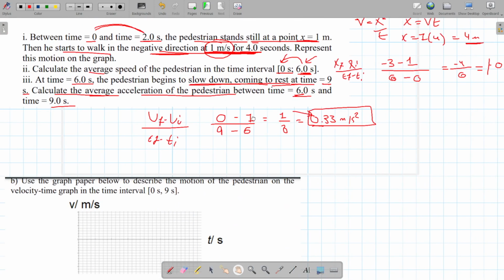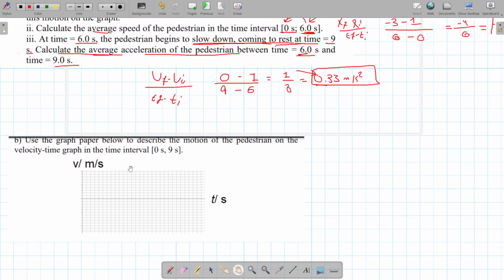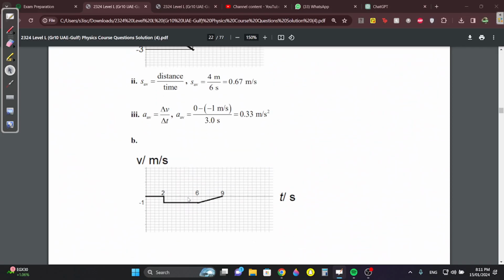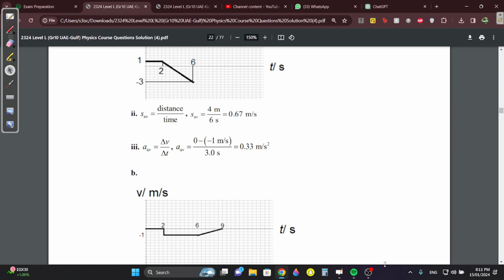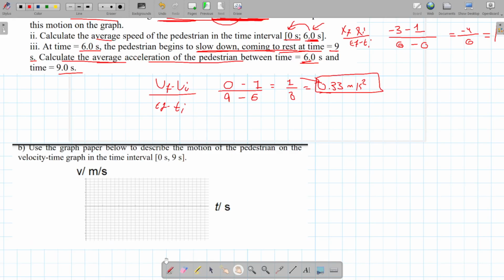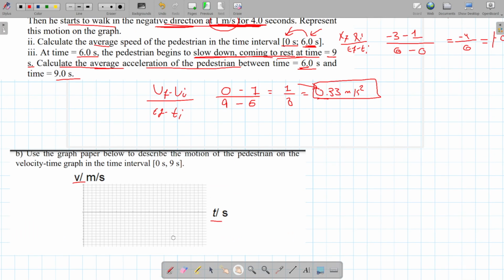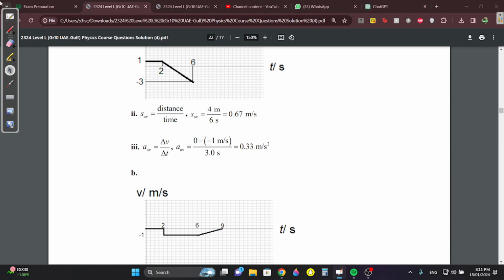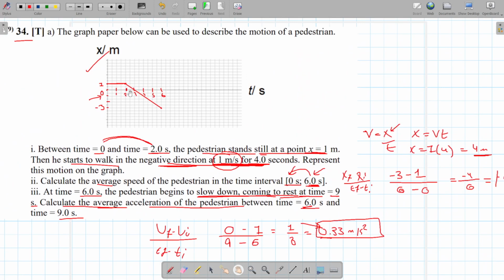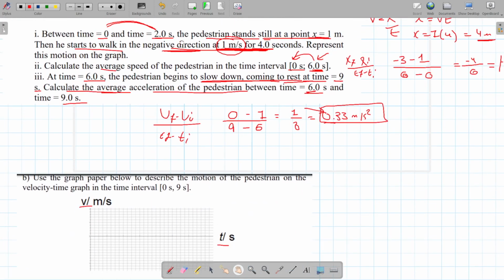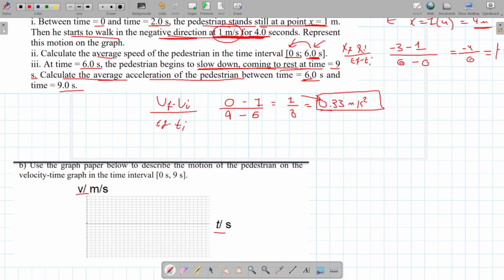Then they say draw this on the graph. Now it's not an x-t graph, it's a v-t graph. Let's look at it like this. At the start, we were not moving. If we're not moving the first 2 seconds, it means here we're staying at a velocity of 0. First 2 seconds, since we're not moving, velocity is 0.